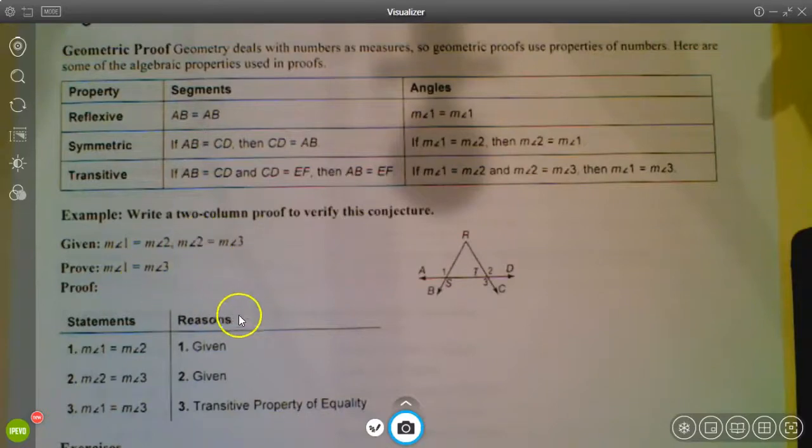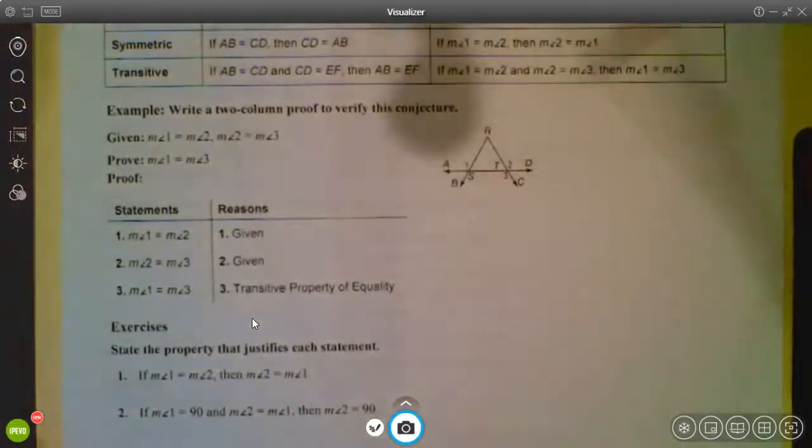They were really just writing a proof for this to prove the transitive property. And so we're not really going to go through all this. They're basically just trying to prove what the transitive property would look like if it came up in a proof. So if you look at these two statements, these two things have been given to you. 1 equals 2, 2 equals 3.